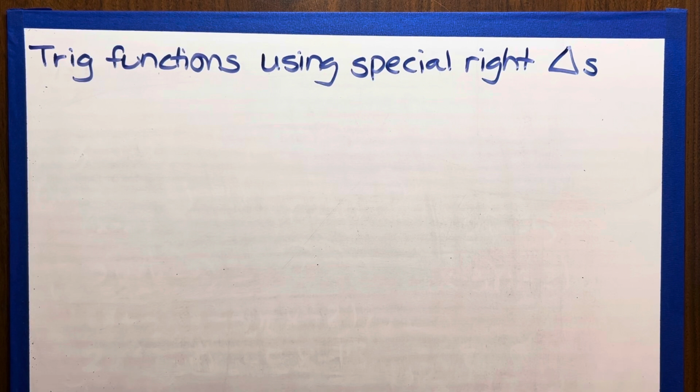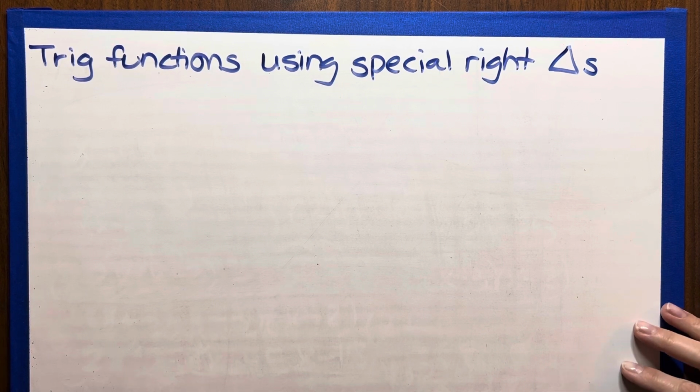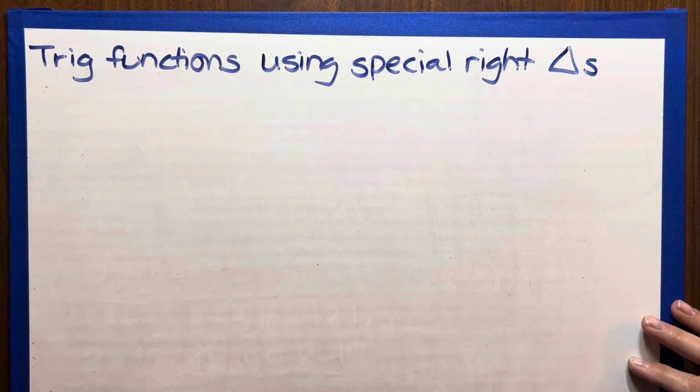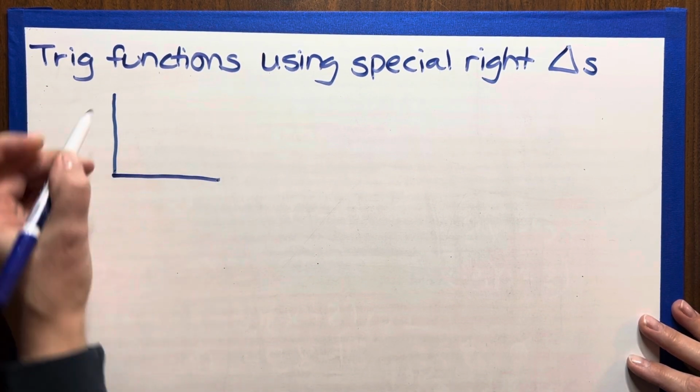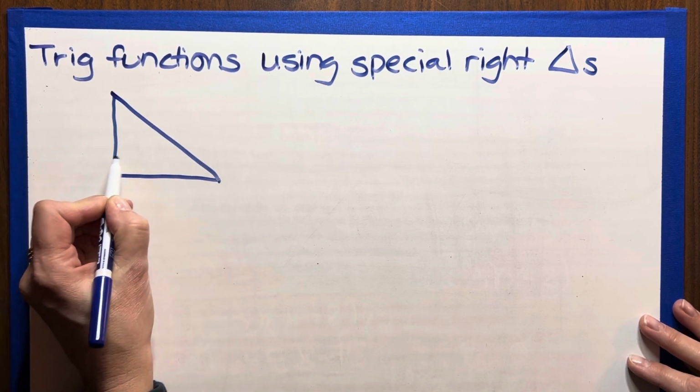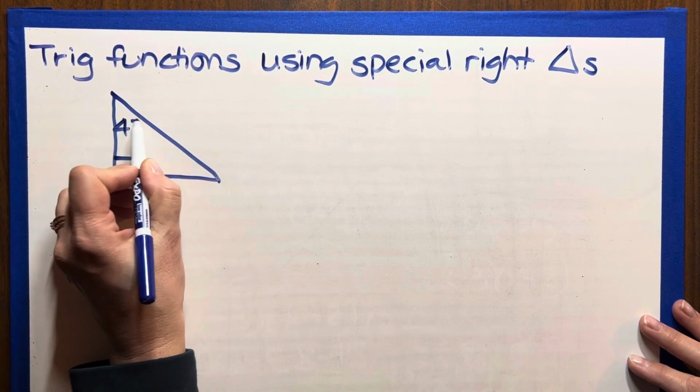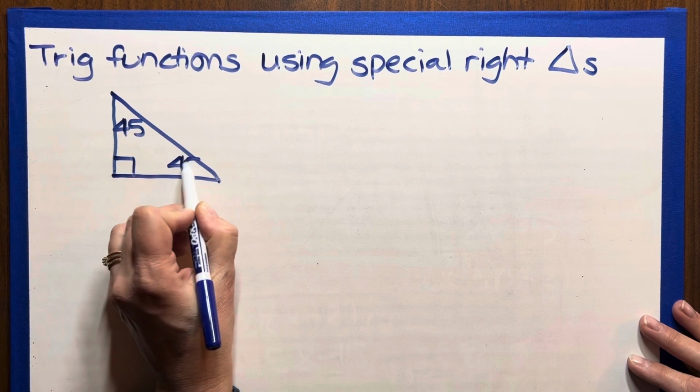Today's topic is how to find trig function values using special right triangles. If you are not familiar with the two kinds of special right triangles, you will want to get some reference material, look those over, and then come back to our video.